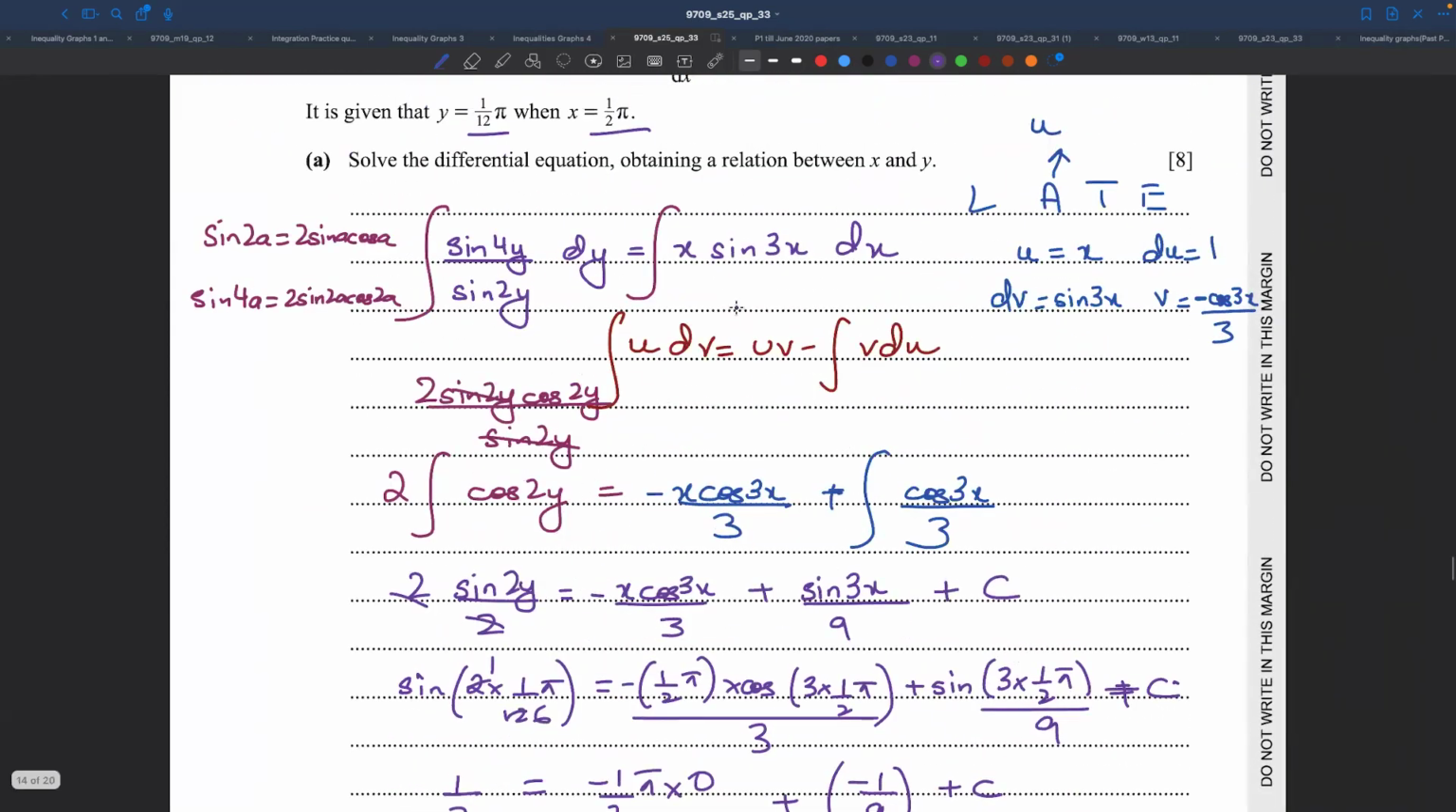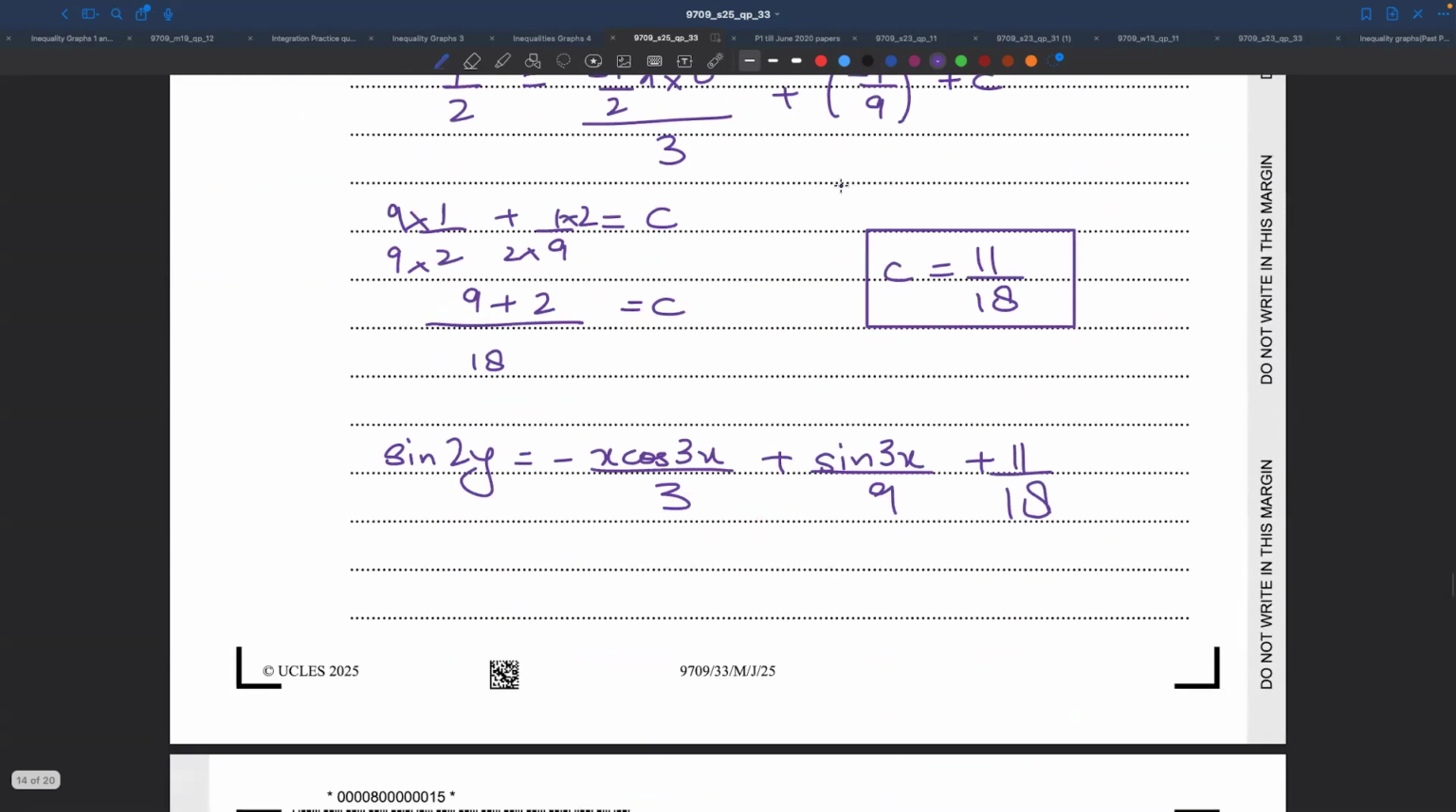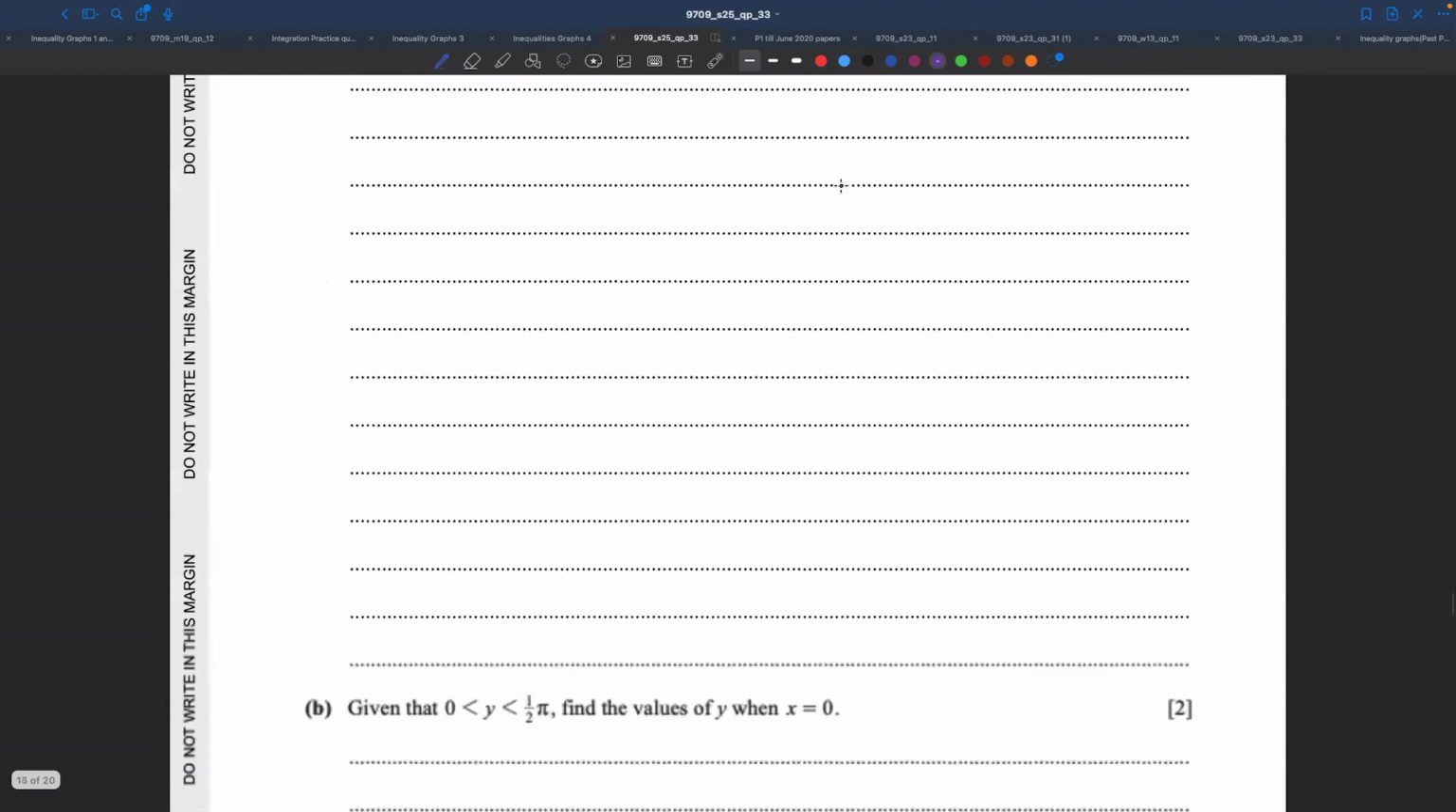And do we have to make y the subject? No, we don't have to. Unless it says giving y in terms of x, you will leave your answer as is. Okay? Now the next part.